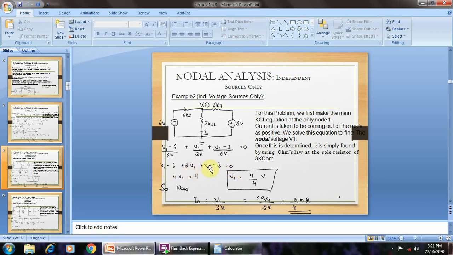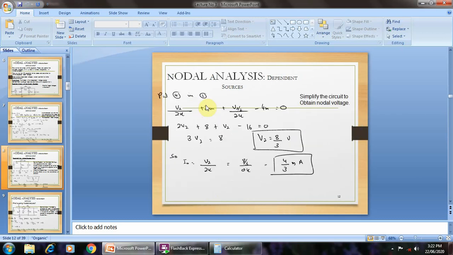Therefore 2V1 plus V1 is 3V1, plus V1 is 4V1. Therefore 4V1 is equal to 9, so V1 is equal to 9 upon 4 volt. Then we substitute to find the total current I0, which is equal to V1 upon 3 kilo ohm. Here the total current flows through this circuit.